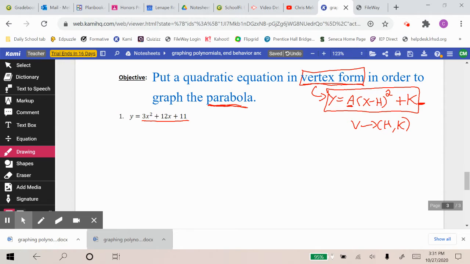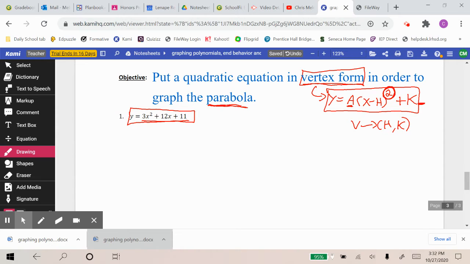In order to get it in this vertex form, since here it's in standard form, this is where we have to use completing the square. Hopefully you did see this last year. You should have seen it, so this should be review. Completing the square is going to basically allow us to get a binomial that is squared right here.